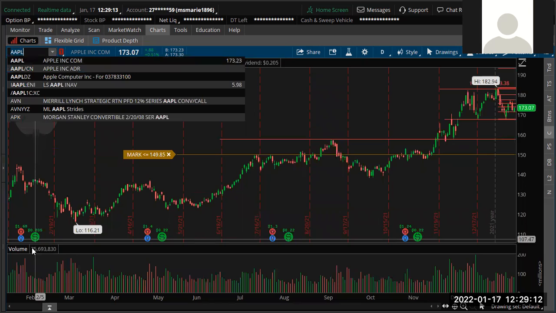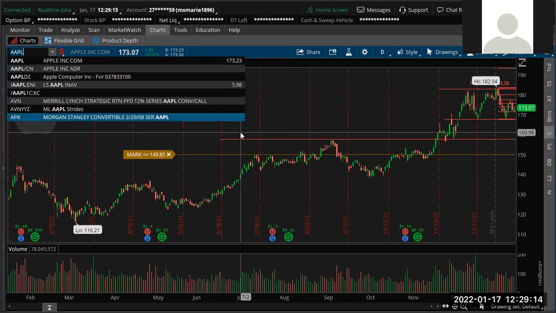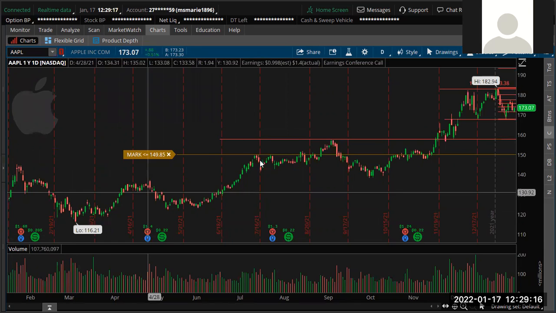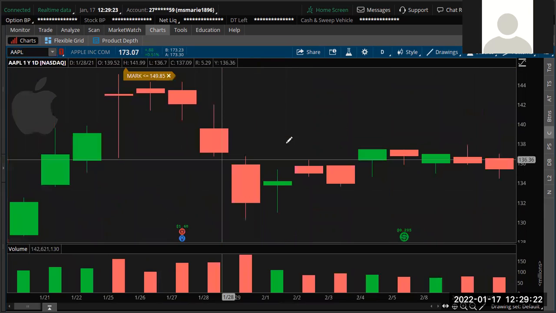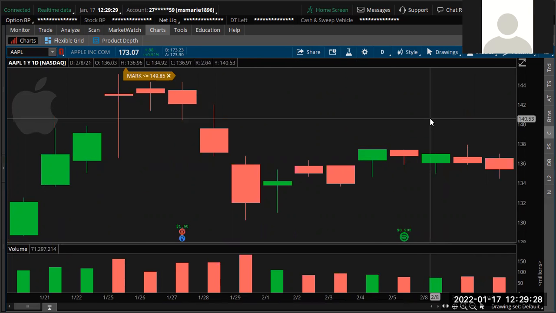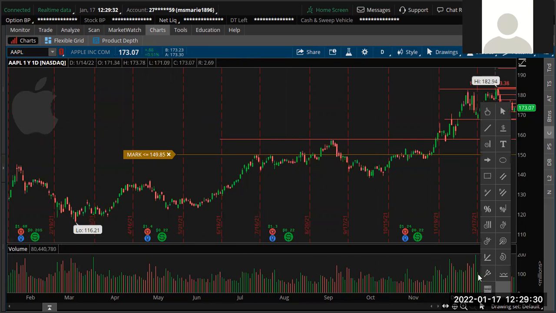Apple gives you an overall time frame of, let's see, can I do this? Oh, so from here, that's not working. Hold on, sorry. Let's see if I can make it.